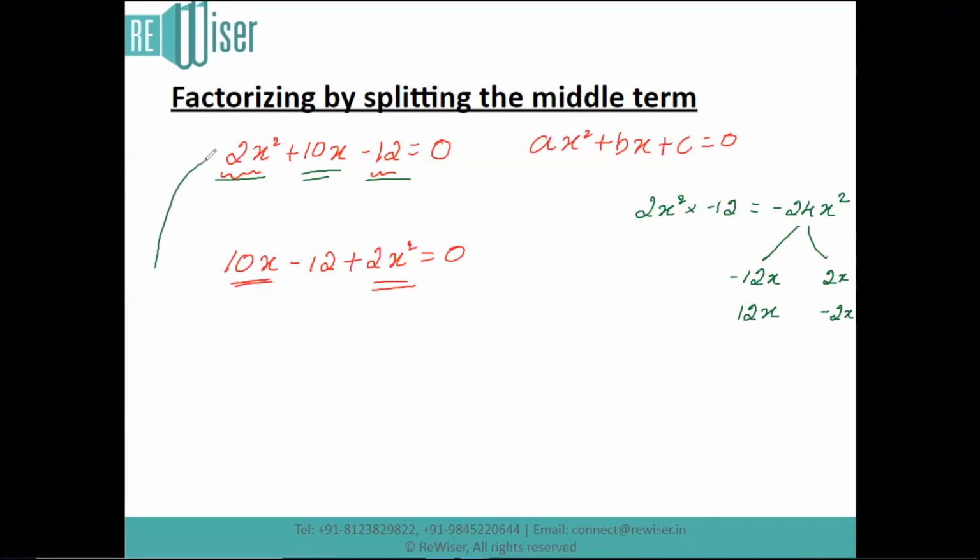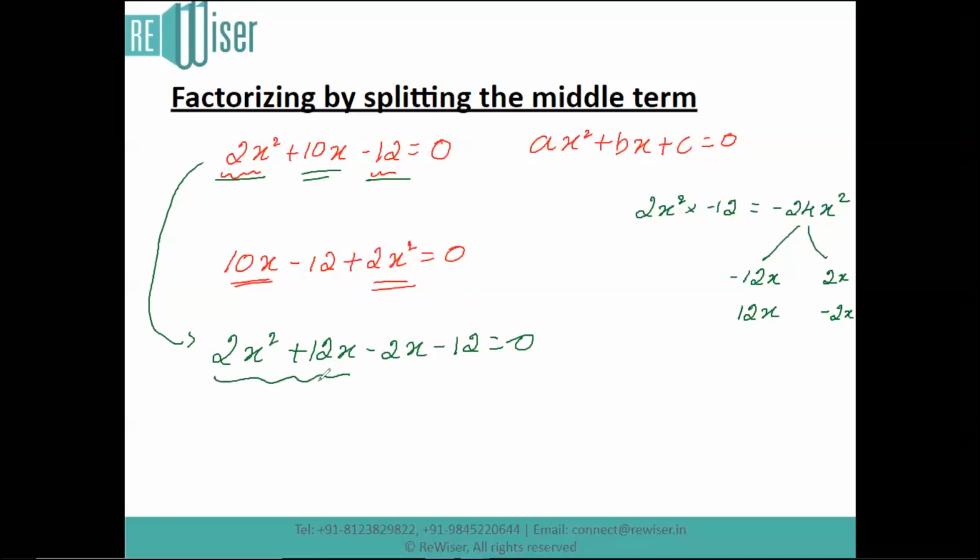So that is the reason this middle term 10x can be split. I keep 2x squared as it is, 10x can be split as 12x minus 2x, and minus 12 stays the same. So this is what it means by splitting the middle term. 10x, I just split it like 12x minus 2x.